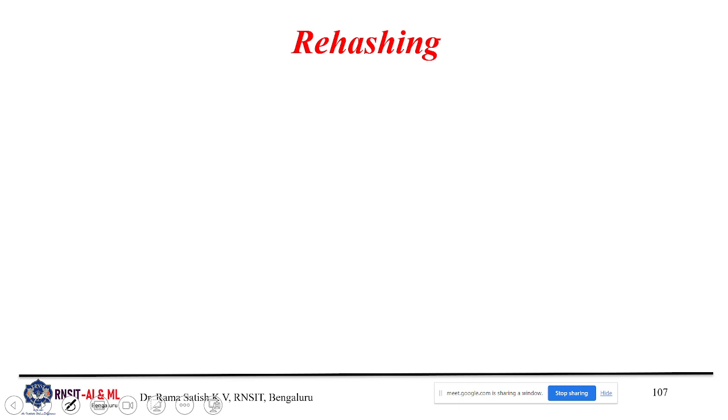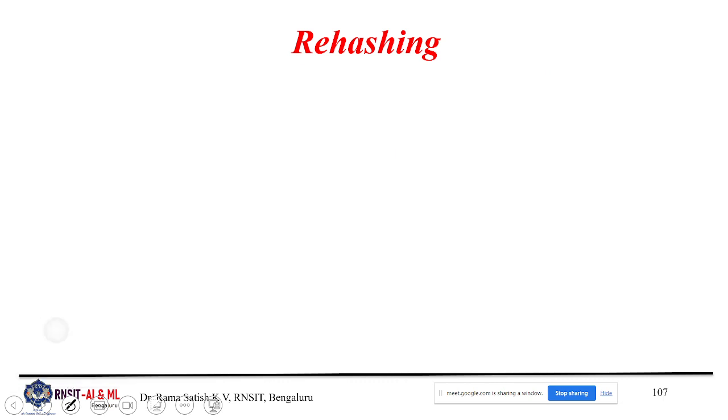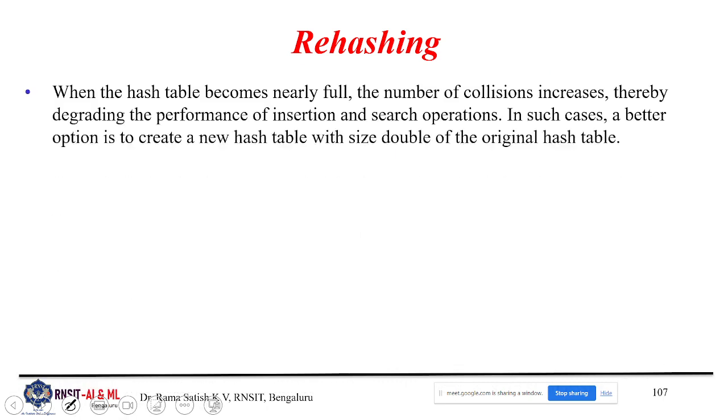The next technique we call rehashing. So far we have seen linear probing, which is a collision resolution technique, and quadratic probing. Then we discussed double hashing. The last method is rehashing. What is exactly rehashing?